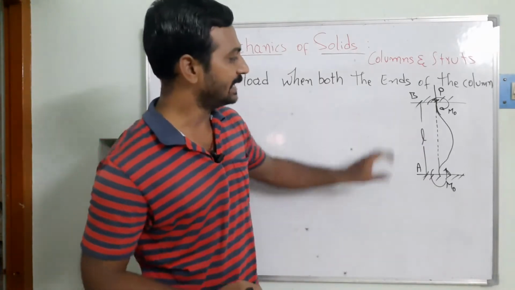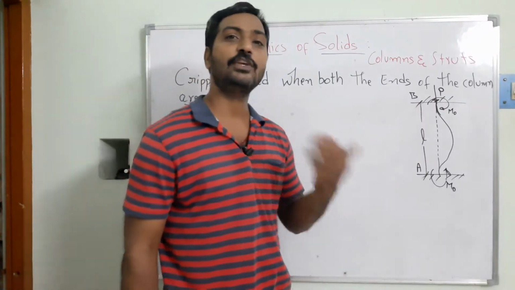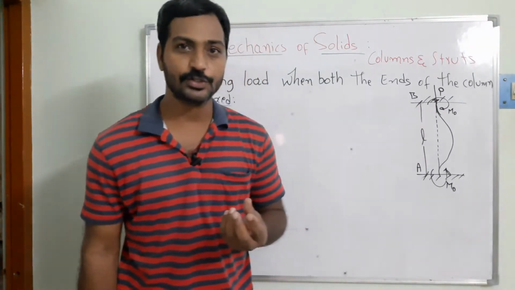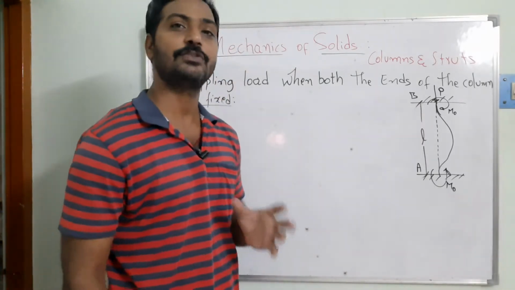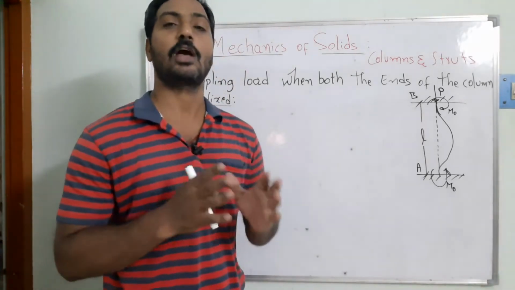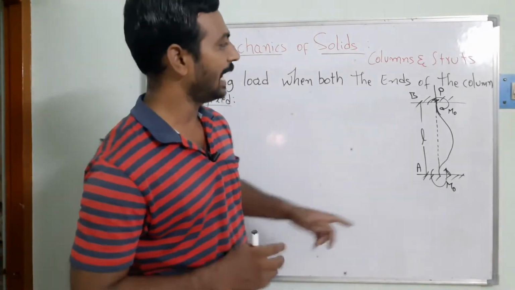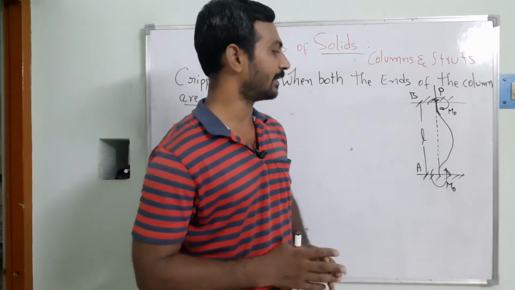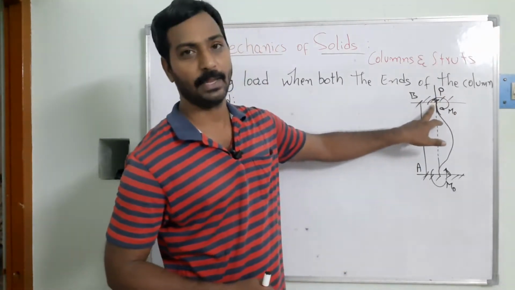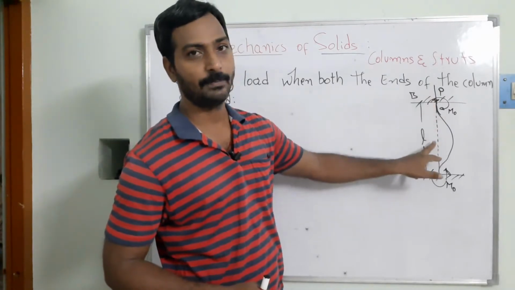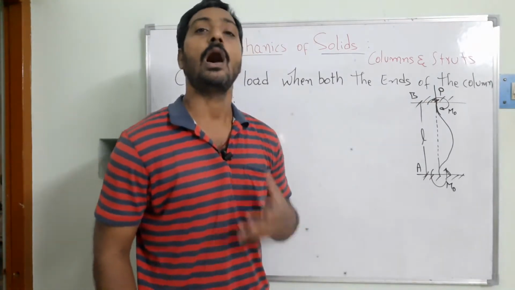The column has a length L and a uniform cross section. That may be a circular, a rectangular, or a square cross section. That depends on the requirement; engineers decide which kind of cross section to use for specific buildings. The load acts at the top, at point B, in the vertical direction, and whatever load is coming is called the buckling load or the crippling load.